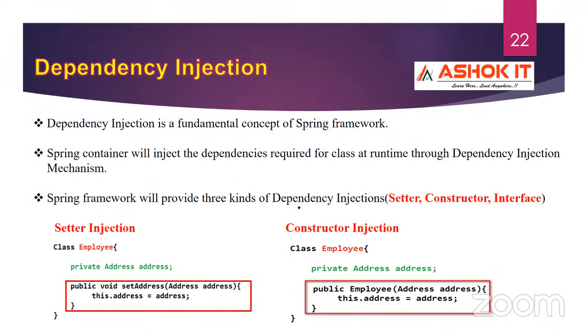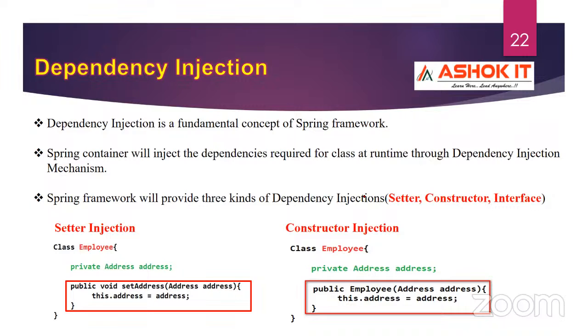Let's get into another mechanism to get the loose coupling between the Java objects, guys. Dependency injection, as you already know, is one of the fundamental concepts of the Spring framework. The Spring container will take care of injecting the dependencies required at runtime. Dependency injection is the process of injecting the dependent class object into the main class by the container at runtime. That is called the dependency injection process. And who will do this process, guys? Spring container.